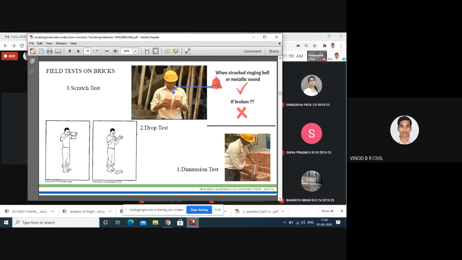And the next one is the scratch test. When you strike two bricks together, you must hear a metallic or bell sound. It should not break. Then it is called a good brick. If you see breakage or cracks in a brick, then it is not a good brick. These are the usual three different types of tests conducted in the field.